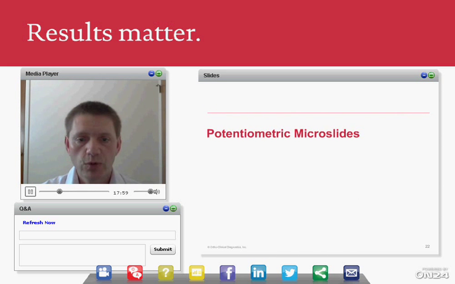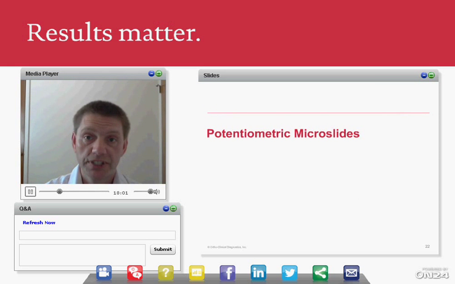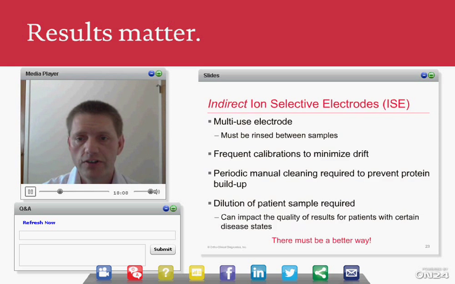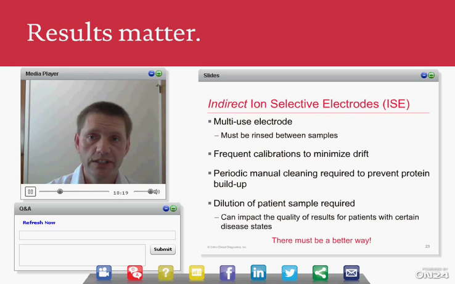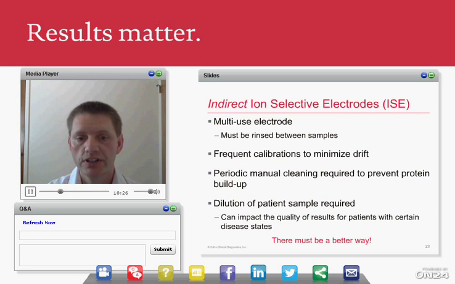So I'm going to move on to talk about potentiometric microslides. First, in terms of what I'll be referring to as indirect ISE or ion selective electrode methods, these methods typically have a multi-use electrode that needs to be rinsed between samples. There's issues related to the need for frequent calibration and manual cleaning to prevent proteins building up and interfering.